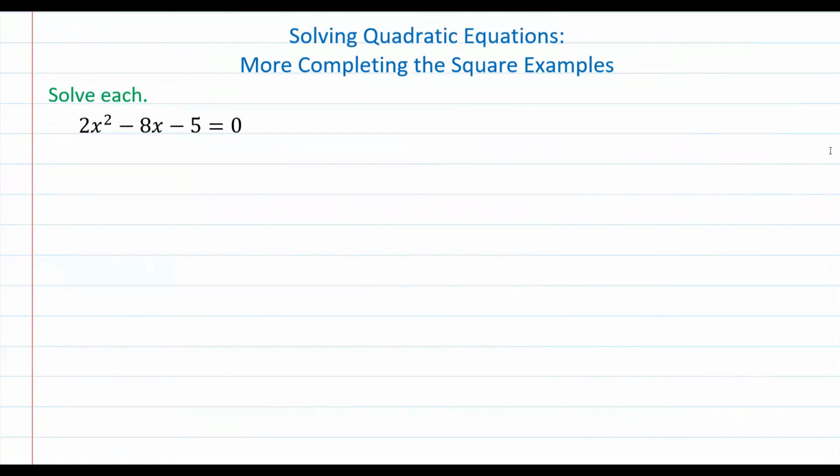Welcome back, mathematicians. In this video, we're going to view another example where we solve a quadratic equation by completing the squares. The first thing we're going to do is move the constant of -5 to the right side by adding 5 to both sides. So this gives us 2x squared minus 8x is equal to 5.